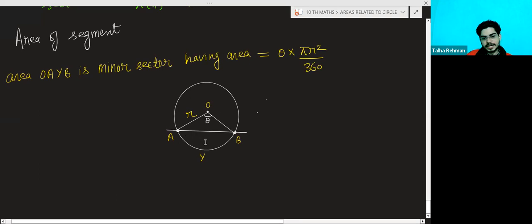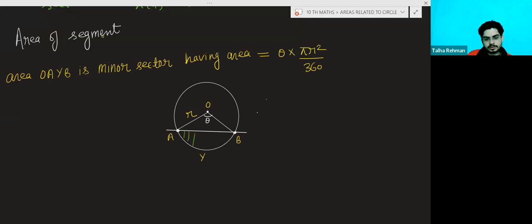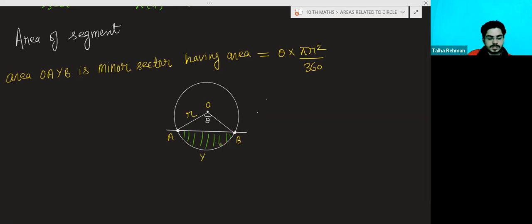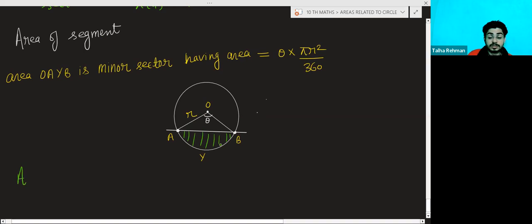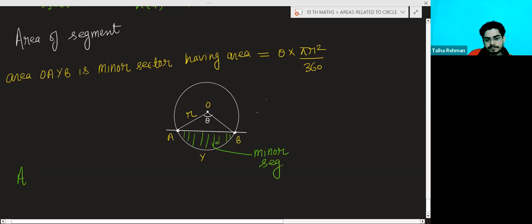So this total area we have now, but we want this area. So for calculating this area, what we will do? This is a triangle OAB. So we will just calculate this area OAYB, means area of the sector, and we will subtract the area of triangle from that, and we will get this area. Okay, so area of minor sector, segment, sorry, not a sector. This is the minor segment, not sector.